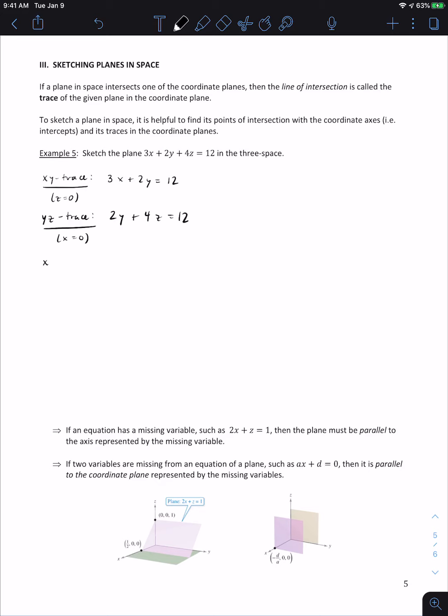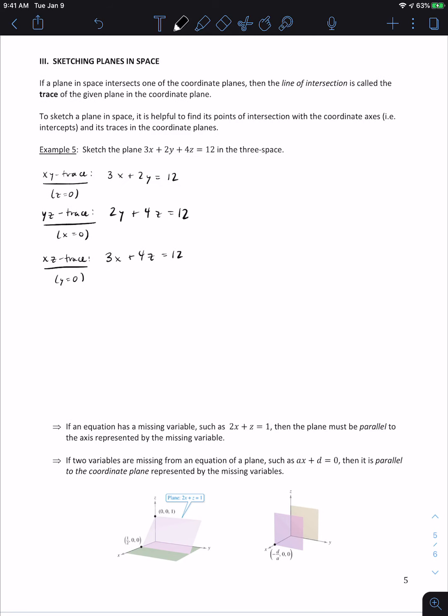And then how about the xz trace? Again, this is going to be the equation of a line, and this is where y equals 0. So this would look like 3x plus 4z equals 12. So those are my three traces.